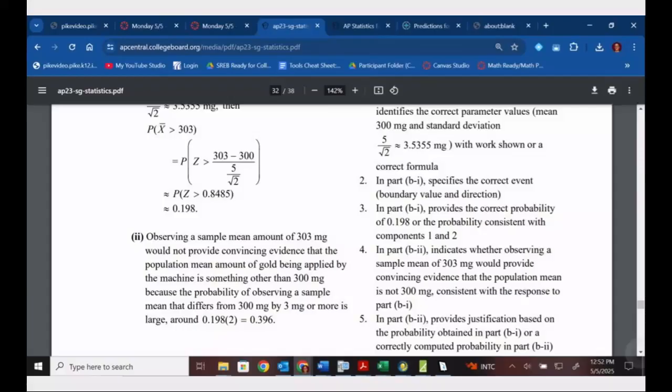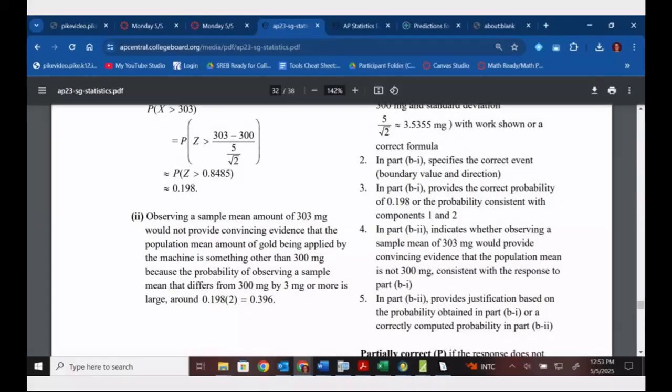Component 4 in part B indicates whether observing a sample mean of 303 would provide convincing evidence that the population mean is not 300 milligrams, consistent with the response to the earlier part. So if you got the correct probability of 0.198, then we would not have convincing evidence because that is greater than an alpha of 0.05. Component 5 provides justification based on the probability obtained earlier or a correctly computed probability. So technically, this is just one direction. This is greater than 303.